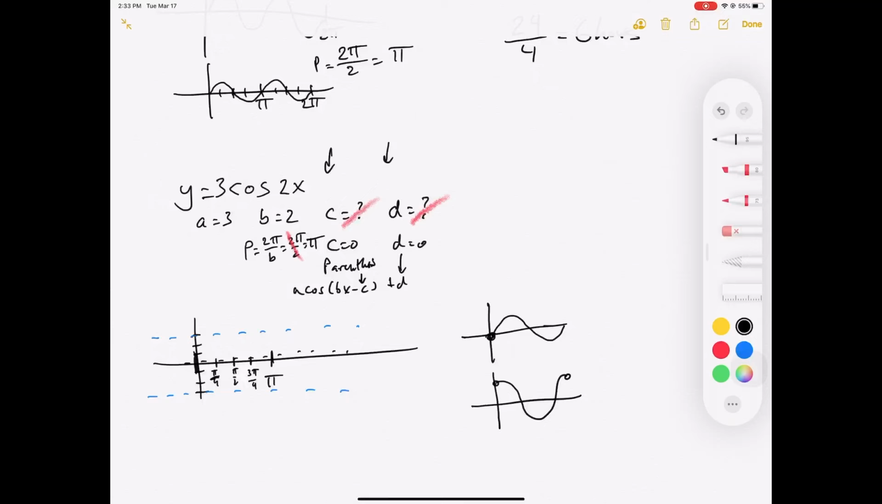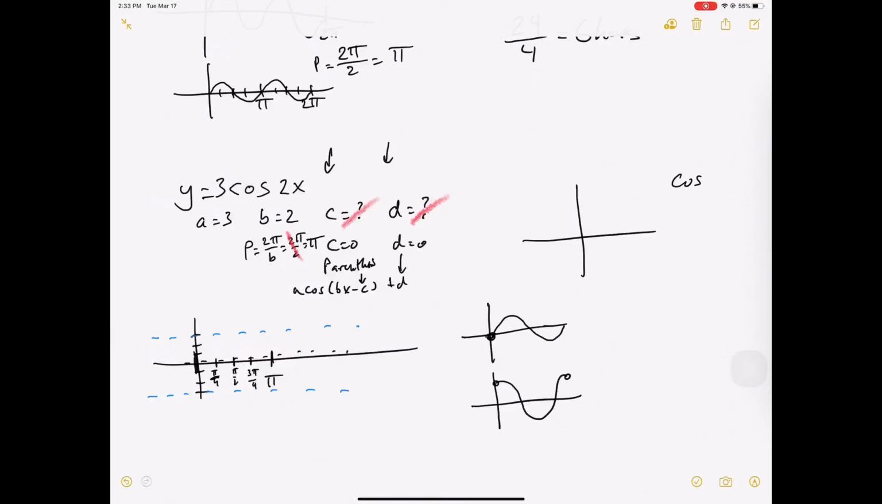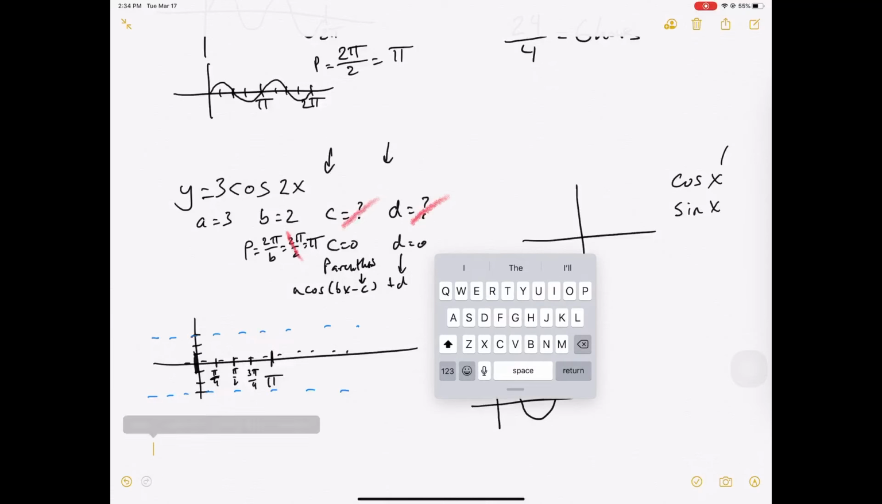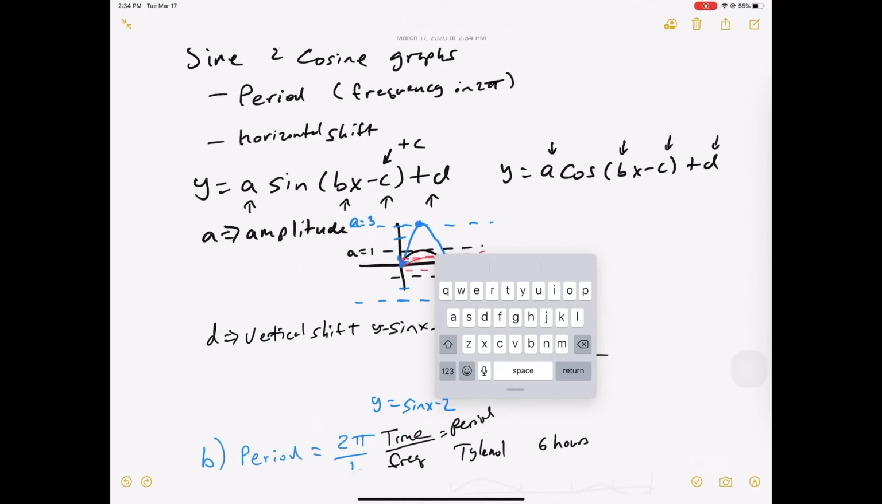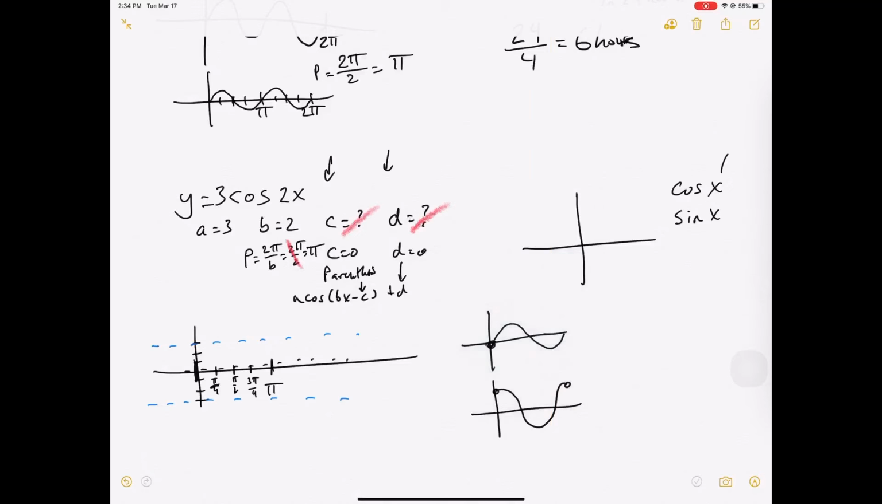And then back to the unit circle. If I look at the unit circle, cosine is x, sine is y. So let's call this theta. Cosine is x, sine is y. Okay. On the unit circle, at 0 degrees, the x is 1, the y value is 0.